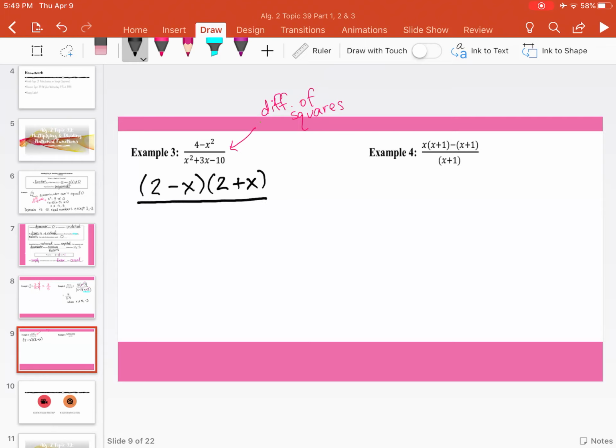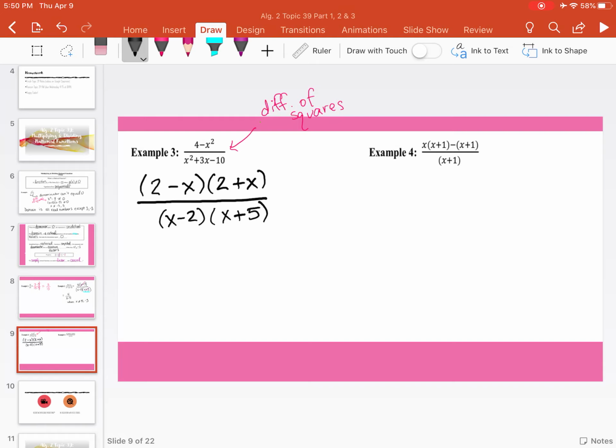Our denominator, we can factor x squared plus 3x minus 10 to be x minus 2 times x plus 5, because they multiply together to get negative 10, but add to get positive 3. Now here, I know your gut instinct is probably like, well, we can cancel out 2 minus x and x minus 2, because they look sort of similar, but they're not identical. We can, however, alter the numerator so that we can get an x minus 2.